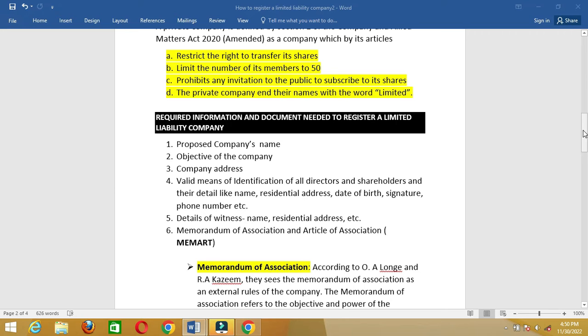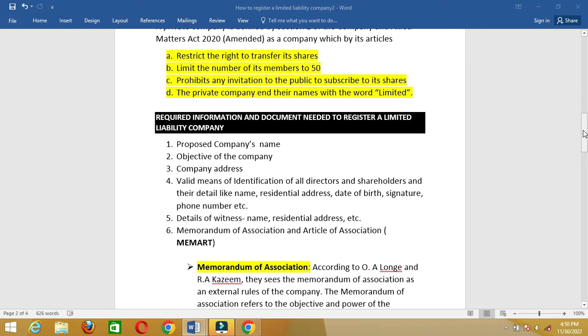Proposed company name. You need to have at least two names available so that in case CAC is not satisfied with the first one, then they can go for the second option. Number 2, objective of the company. You should be ready to write out a statement of the objective of the company. Number 3, company address. The proposed company should have a targeted location.